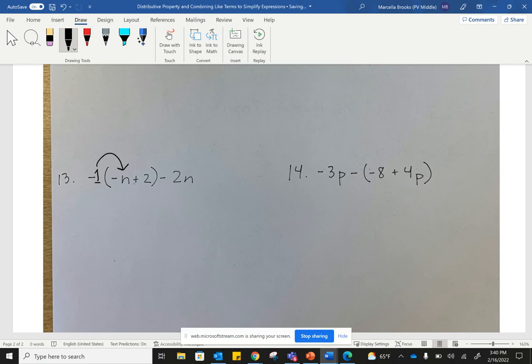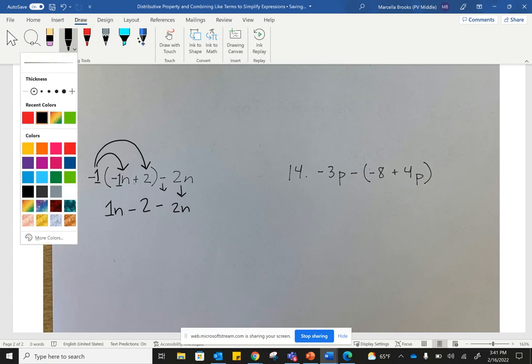Negative 1 times negative n. And let's remember that negative n means negative 1n. So negative 1 times negative 1, that's a positive 1, positive 1n. Now I'm going to distribute my negative 1 to the 2. So negative 1 times positive 2 is negative 2. And then I just pull this minus sign down and the 2n down. So I have 1n minus 2 minus 2n.